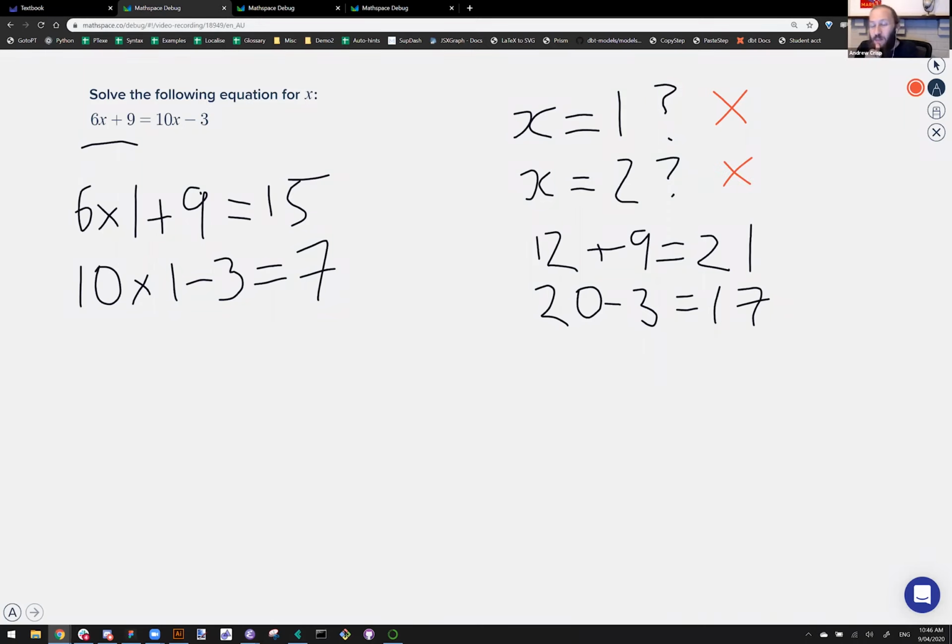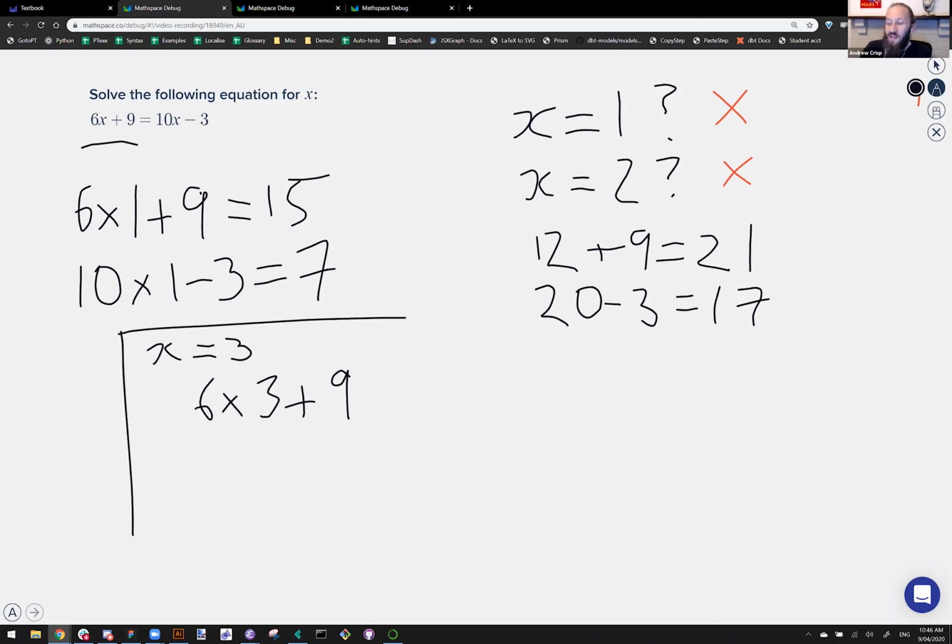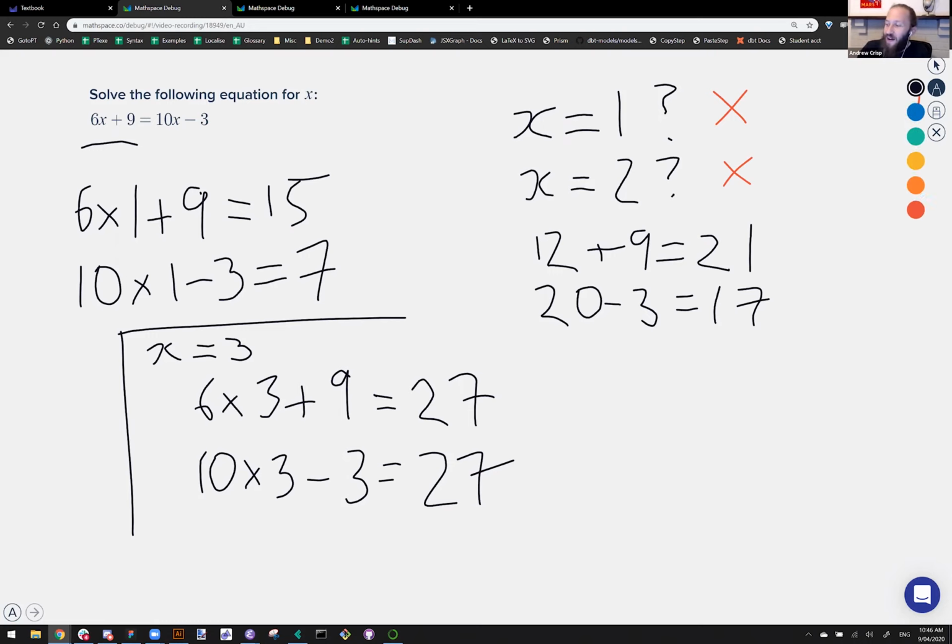What do you think is going to happen when I put x equals 3 in? Hopefully you're paying attention. 6 times 3 plus 9. This is the x equals 3 test. 6 times 3 plus 9 is 27. 10 times 3 minus 3 equals 27. Oh, yeah, they're the same. And that's why this guy is a solution.